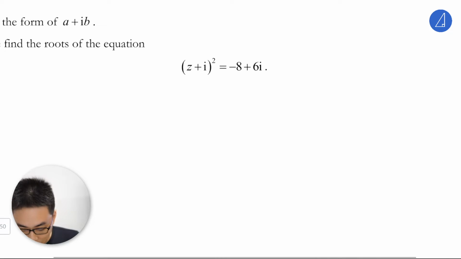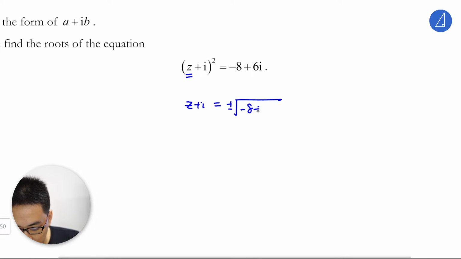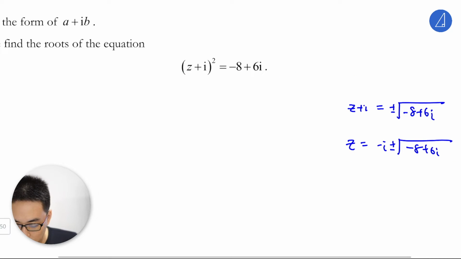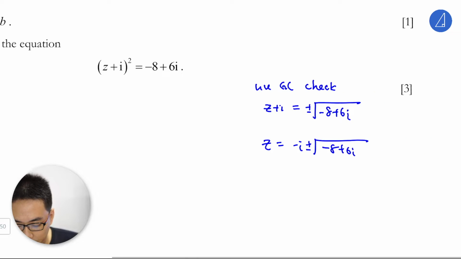For this question, you can actually find the answer already, because you just plus or minus a plus 6i, then z equals minus i plus or minus this. You use your GC and check the answer. They will usually say "without using GC", so use GC, check the answer first.